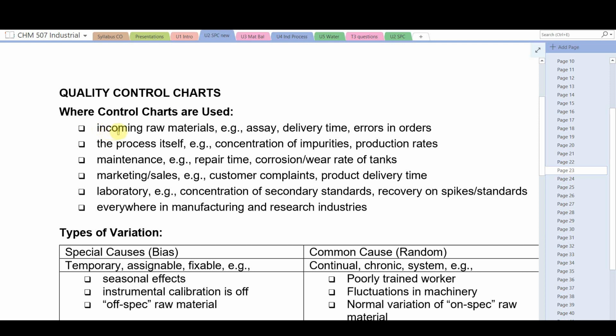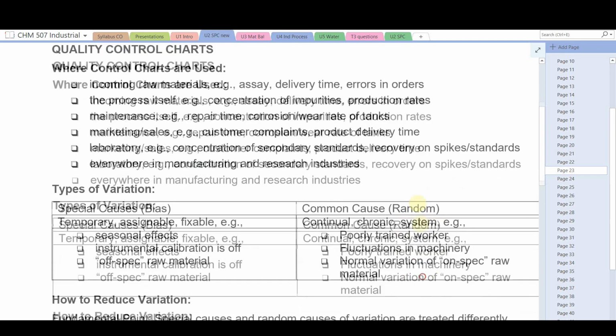Well, for example, incoming raw materials, the assay, its delivery time, errors in the orders, the process itself, the concentration of impurities, production rates, maintenance, repair time, corrosion or wear rate of tanks, marketing and sales, customer complaints, product delivery time. In the laboratory, concentration of secondary standards, recovery on spikes and standards. In fact, everywhere in the manufacturing and research industry, control charts are used. So you should be familiar with this. It will help you when you go to work.